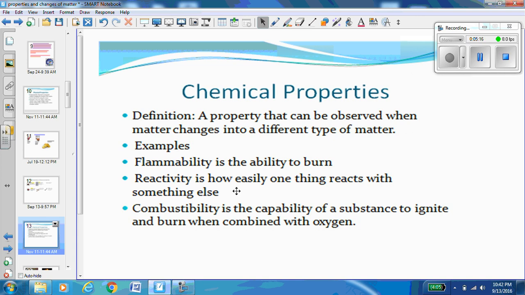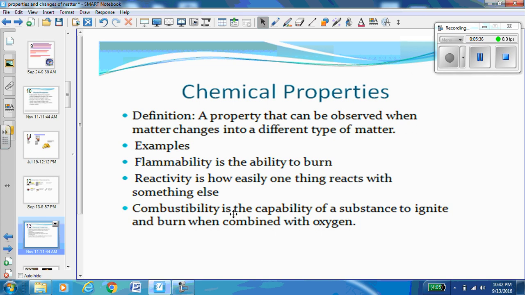Reactivity is how easily one thing will react with something else. A good example of this would be rusting. If you had some type of metal that rusts, then that rust is going to form on that metal because it's reacting with oxygen in the air and other substances around it that causes that rust to form.